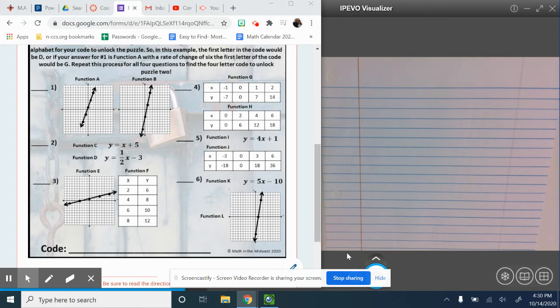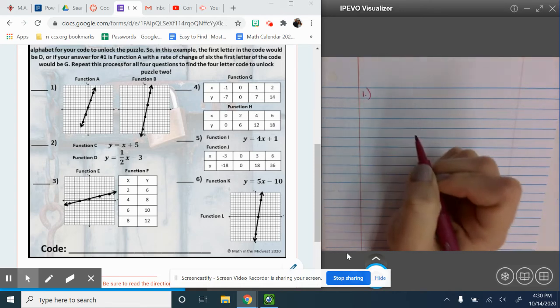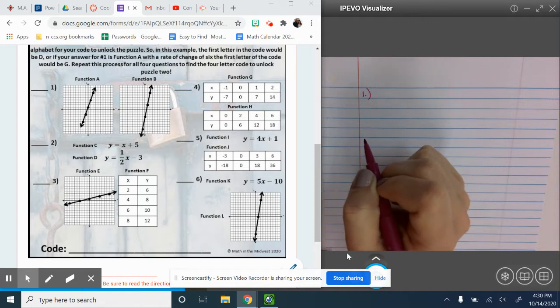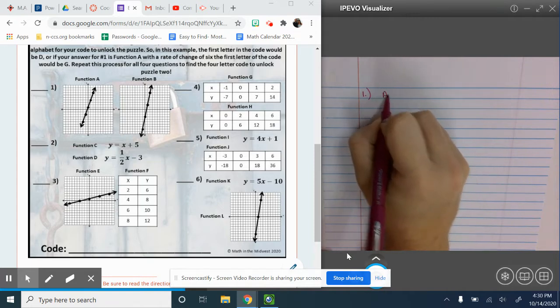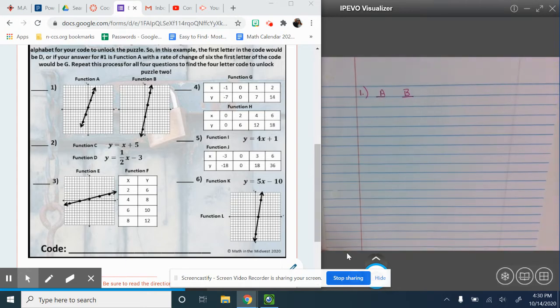Okay, so today we're going to be doing a digital escape, and it's really kind of tricky, so I want to walk through at least the whole first puzzle with you. So what you're going to do first is you're going to try to find the rate of change for A and for B, so for each of the functions you're given. So on A, it's a graph.